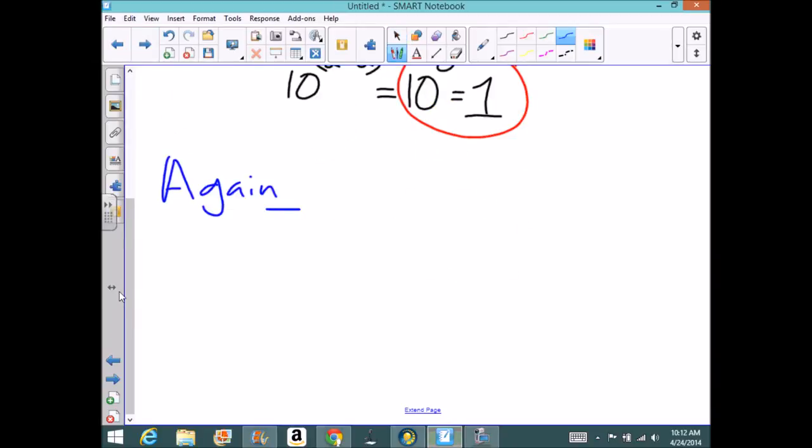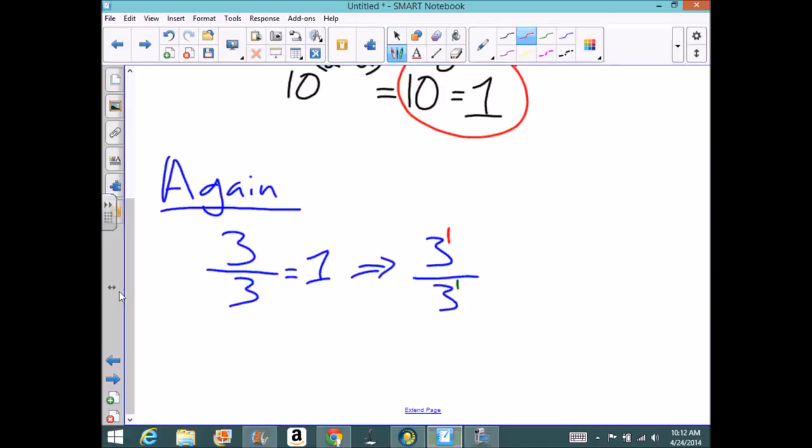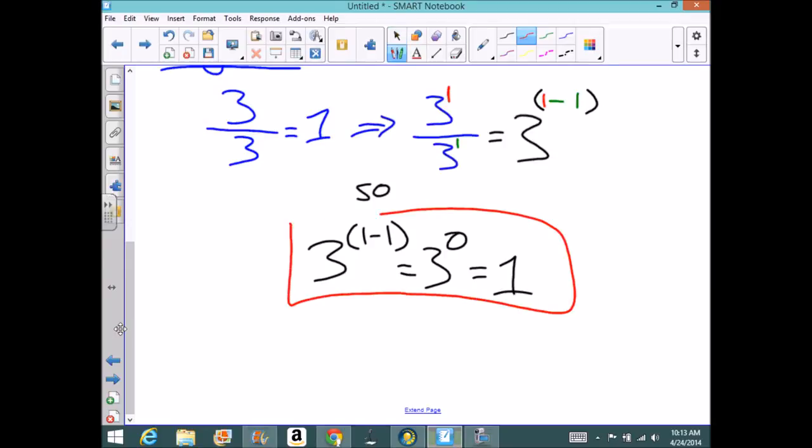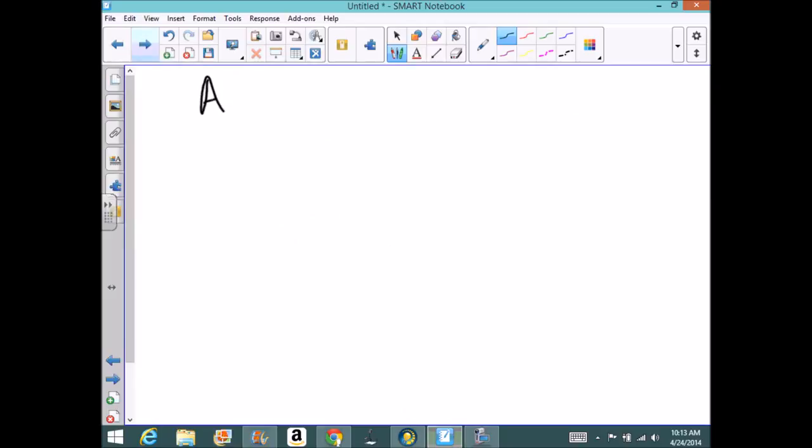So now I'm wondering, if I were to do this again with a different number, would I get the same result? Well, 3 over 3 equals 1, but if I think of 3 over 3 as 3 to the 1st power over 3 to the 1st power, I would say 3 raised to the 1 minus 1 is the same as 3 to the 0 power, which equals 1. Again, whenever I take something and raise it to the 0 power, it equals 1.